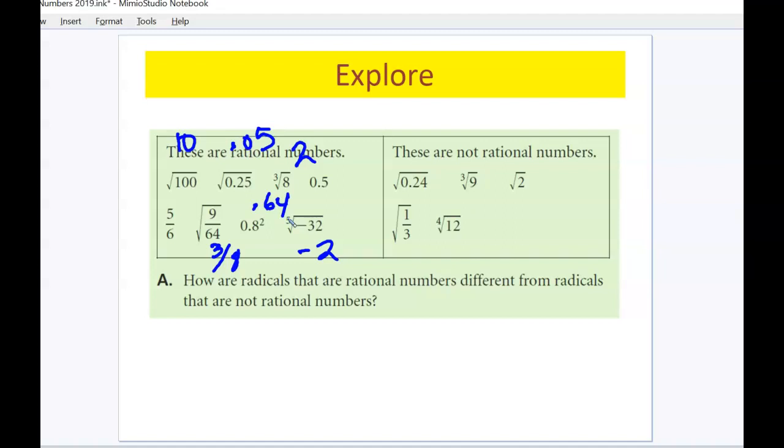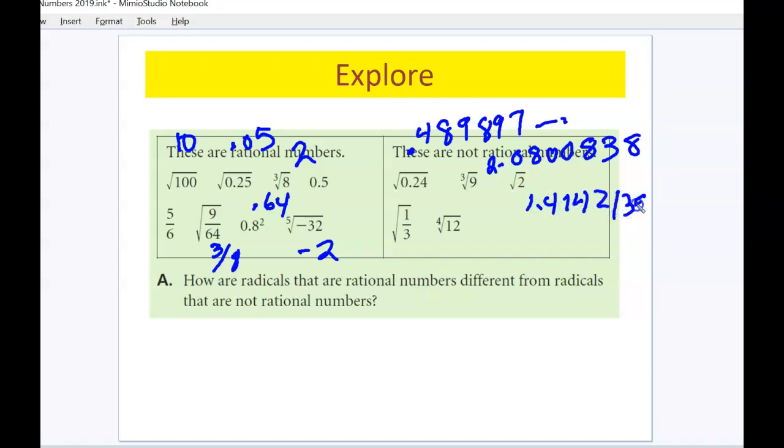Now, if we take a look at the square root of 0.24, that's equal to 0.48987, etc. The cube root of 9 is 2.0800838, etc., etc. Root 2 is 1.414213, etc., etc. And hopefully you can start seeing that these numbers in this box are decimals that go on forever, and they are non-ending, non-repeating decimals.